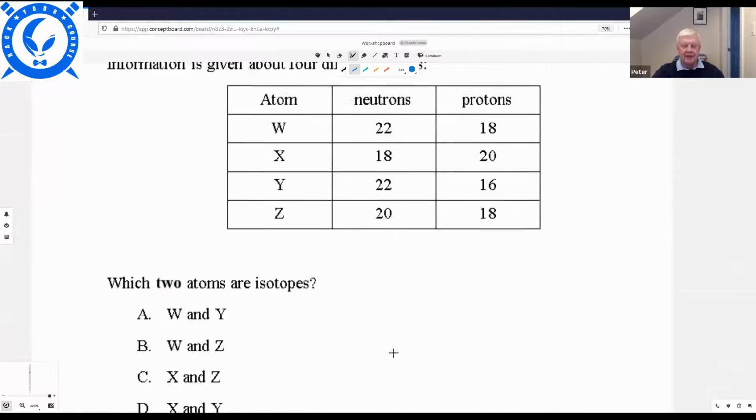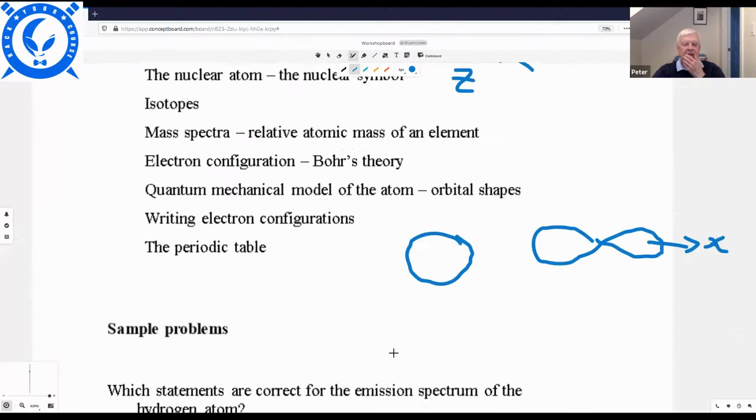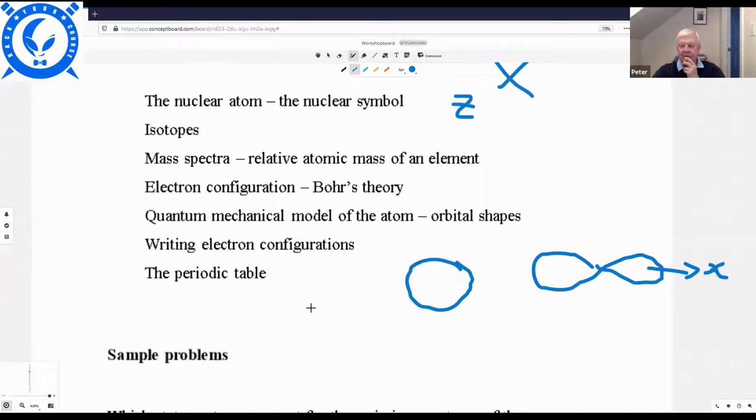Okay, I think that's about it. Is there anything else there? You should have remembered Bohr's theory. As I say, Bohr's theory just introduced the idea of quantization. Isotopes, writing configurations. Okay, I think we've covered it.